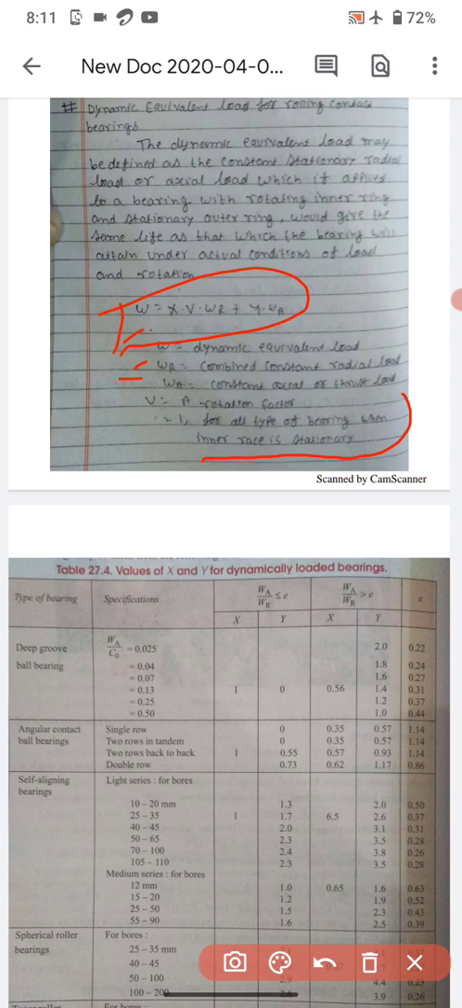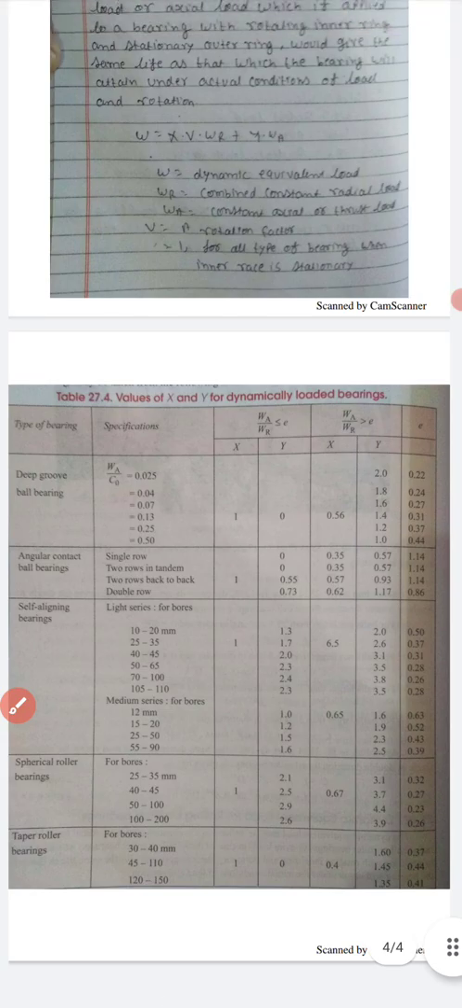Generally we have to omit V, but if in the exam the rotation factor is given, then you have to use the V value. Next is the sub portion of the data book that you are going to use in the numerical problem.